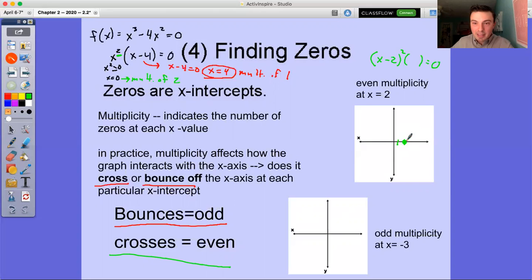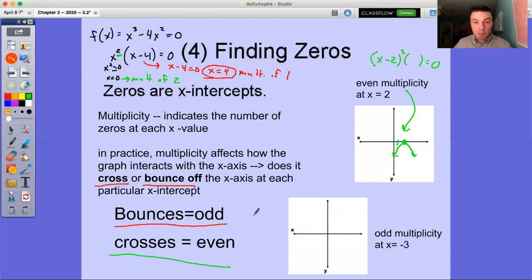But instead of crossing through, our function will bounce off the x-axis, not in a sharp way, but in a kind of curved way. Can't draw this very well. So it kind of bounces off like that and then keeps doing its thing. So that's what an even multiplicity at x equals 2 would look like. Notice how it bounced. It might be up here as well.